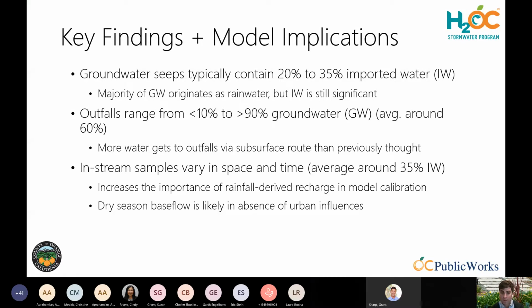One of the things we see from this is that it's pretty likely that dry season base flow is present in some years, or a lot of years, in the absence of urban influences, which is pretty different from what we talked about last time. That's absolutely a mea culpa, in terms of having new data and really changing your worldview around the system. And that's what you'll see here.